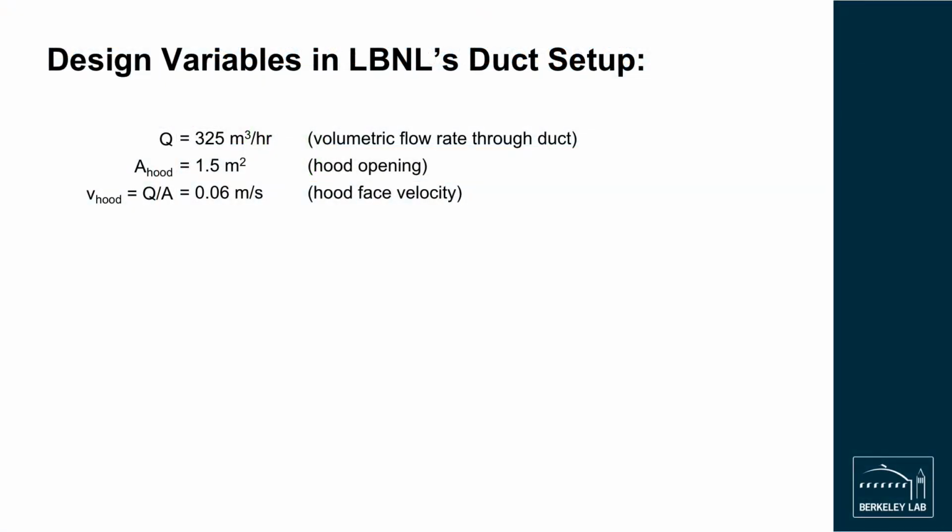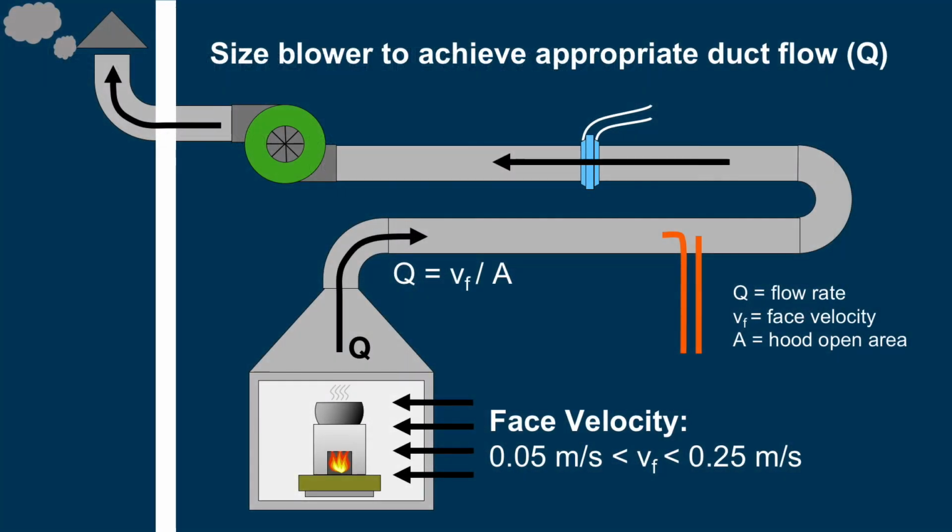In our lab, we use a volumetric flow rate of 325 cubic meters per hour, with a hood opening of about 1.5 square meters, giving us a face velocity of roughly 0.06 meters per second. For our open bottom hood configuration, we find this face velocity is sufficient to capture all emissions, and we therefore recommend that the face velocity in your system be maintained above roughly 0.05 meters per second.